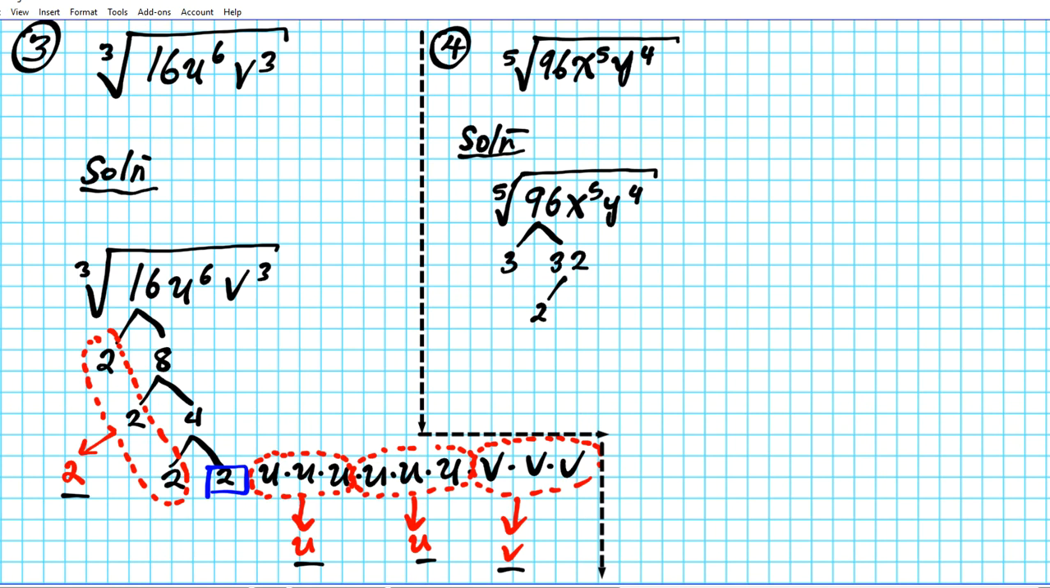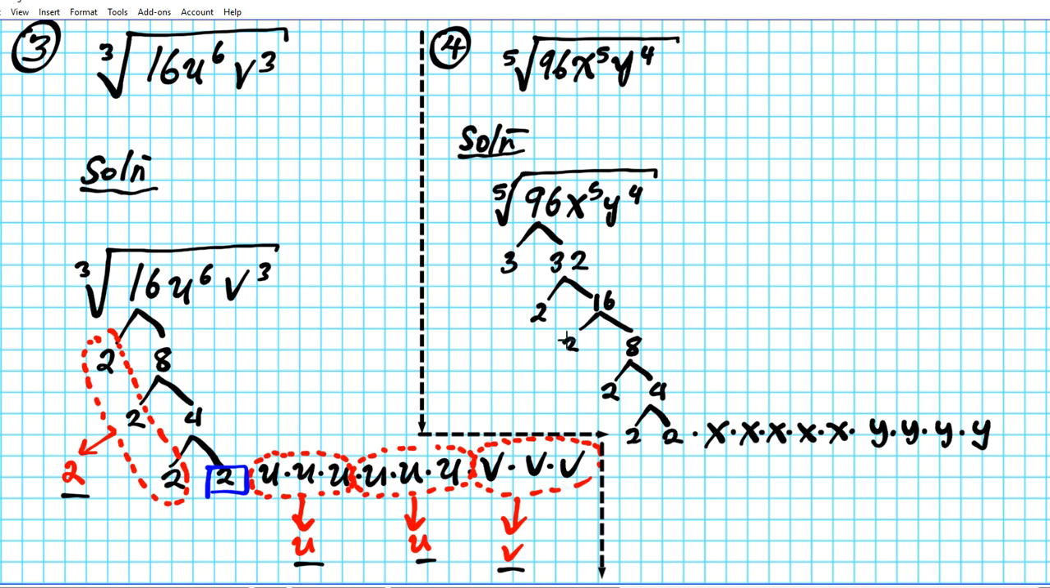2 goes into 32, 16, 2 goes into 16, 8, 2 goes into 8, 4, and 4 breaks into 2 times 2. Okay? And then we have 5 x's, 1, 2, 3, 4, 5, x to the 5th, and 4 y's, 1, 2, 3, 4. Okay, so we are taking the 5th root now. Any factor that repeats itself 5 times, we just take one of the factors as a 5th root. And if any factor doesn't meet that criteria, if it's less than that, it stays behind.